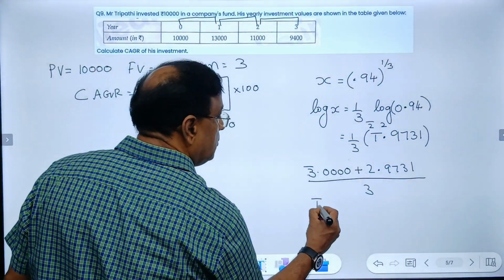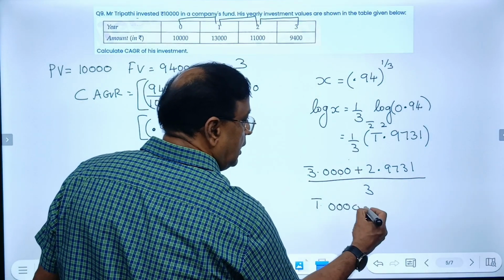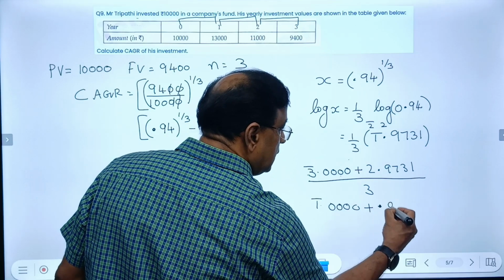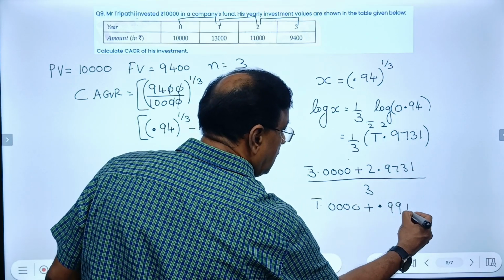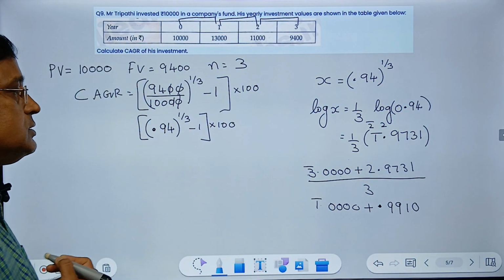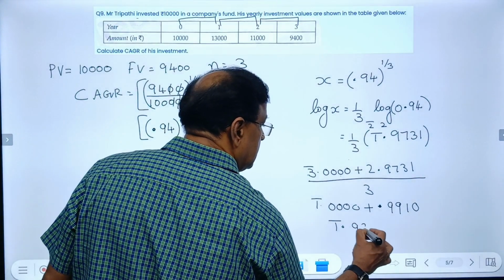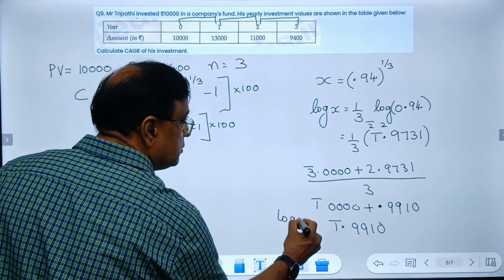Okay. Now what I will do? This is bar 1.0000 when I divide it, and if I divide this, what will I get? 0.9, 2 will come there, 910, 0.9910, which is effectively bar 1.9910. This is log x is equal to.